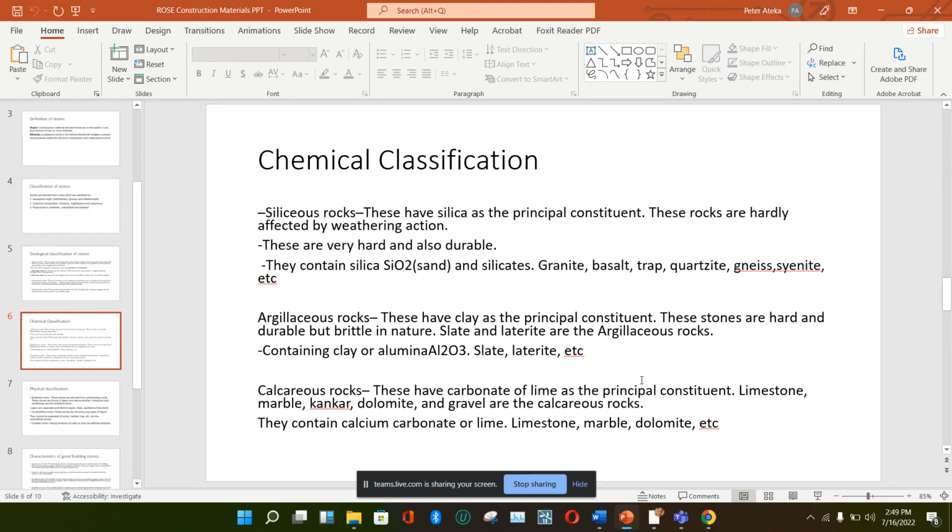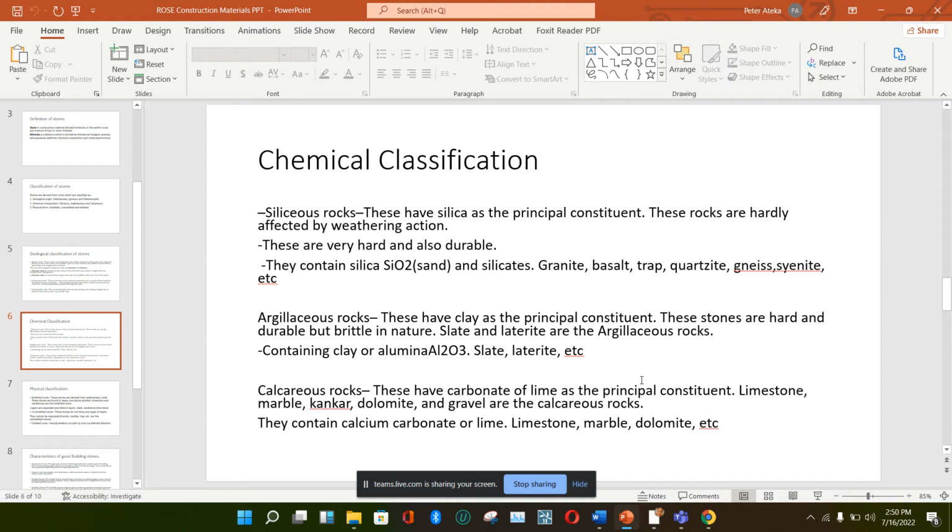And the other classification is the chemical classification. When we talk of chemical, then we are talking about the composition of rocks, the constituents of rocks or the minerals found in those rocks. An example under the chemical classification is the siliceous rocks. These have silica as the principal or main constituent, and they contain silica and silicates. Examples are granite and basalt.